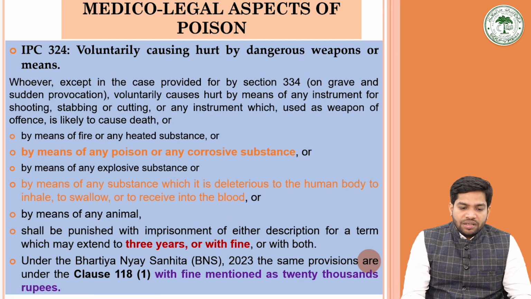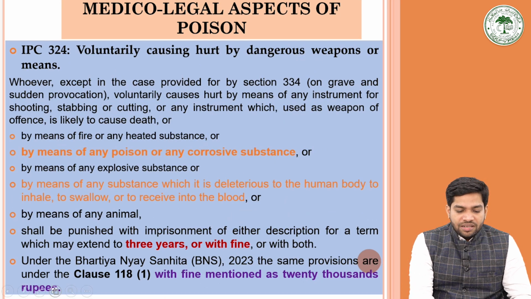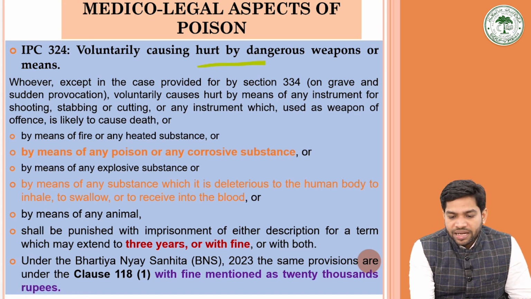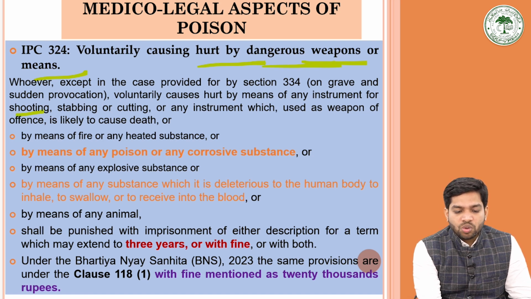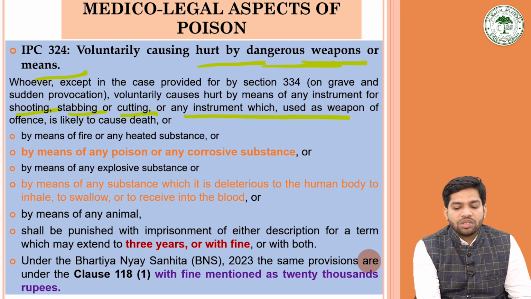Now IPC 324, that is voluntarily causing hurt by dangerous weapon or means. Here dangerous weapons include any instrument used for shooting, stabbing, or cutting, or any instrument which, used as a weapon of offense, is likely to cause death.